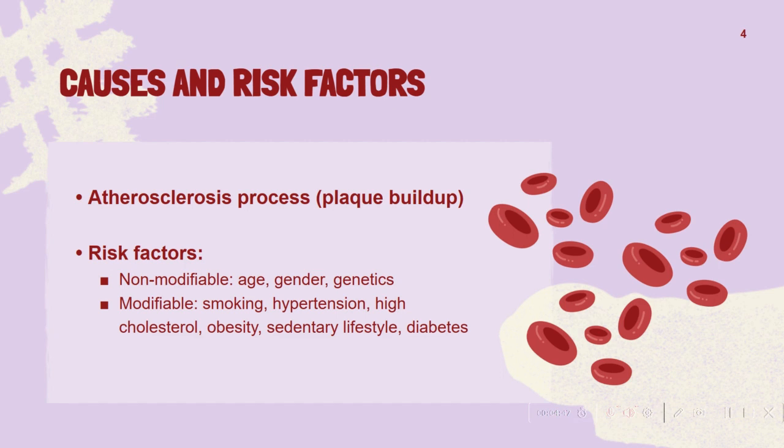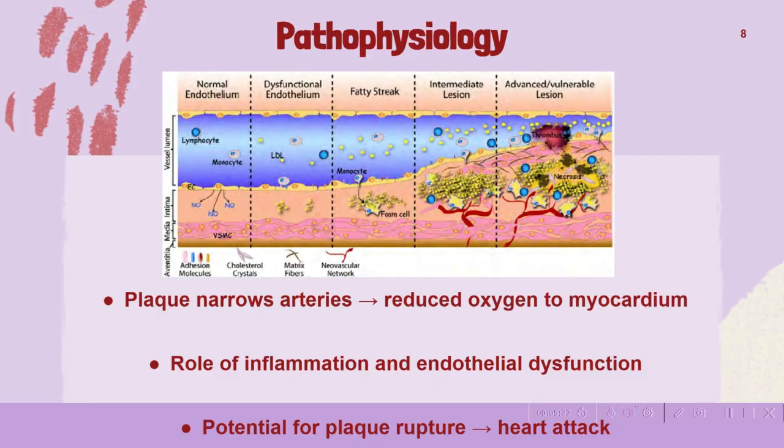The pathophysiology of coronary artery disease begins with the buildup of plaque inside the coronary arteries, leading to a narrowing of the arterial lumen. This restricts the flow of oxygen-rich blood to the myocardium, the heart muscle, especially during times of increased demand such as physical activity or emotional stress. As the narrowing worsens, the myocardium becomes increasingly deprived of oxygen, a condition known as myocardial ischemia. This lack of oxygen can cause chest pain, and if prolonged, may result in permanent damage to the heart muscle.